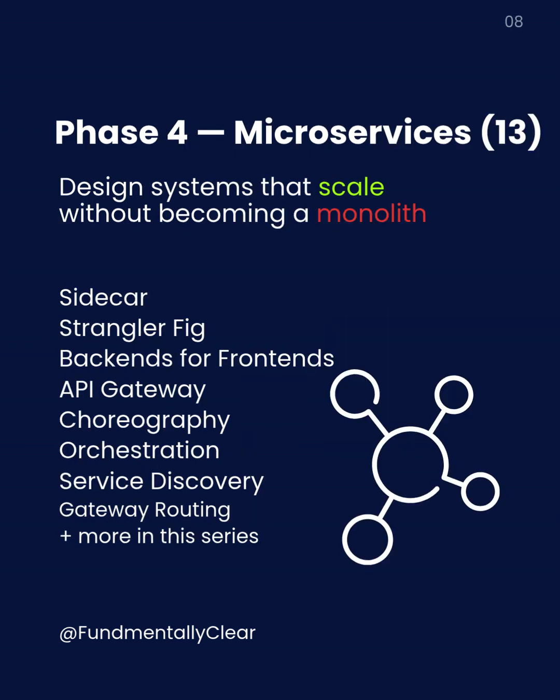Phase 4 is microservices, 13 patterns for designing systems that grow without becoming a monolith. Sidecar, Strangler fig, Backends for Frontends, API gateway, Choreography, Orchestration, Service discovery, gateway routing, and more. This phase alone will completely change how you think about system decomposition.